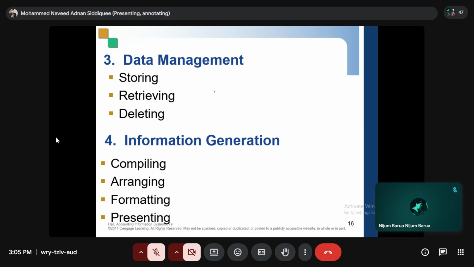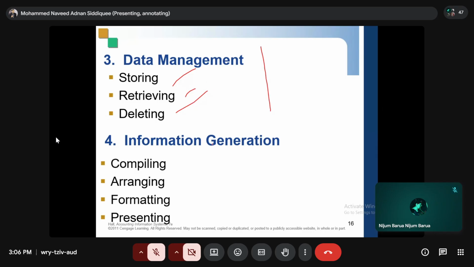Next one is data management. We will cover this in detail in chapter 9, of course, database management systems. We will see how DBMS works in detail in the context of AIS. So DBMS is a very big concept. We will analyze the database management systems with regards to the accounting information systems. Broadly speaking, it does three things: stores the data, retrieves, which means brings up the data as required, and deletes the data which is redundant and unnecessary. All the redundant, unnecessary data is deleted.